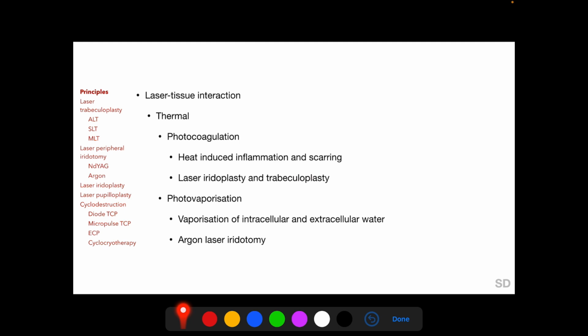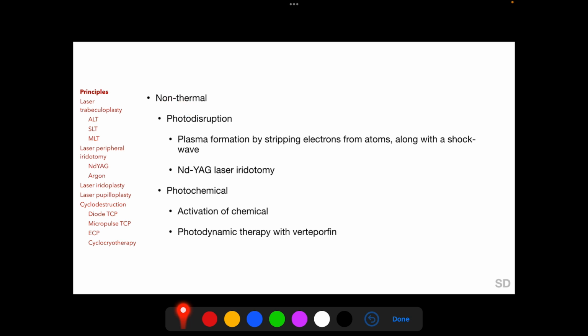In photovaporization, absorption of the laser energy in the target tissue results in vaporization of intracellular and extracellular water, and photovaporization is the mechanism by which Argon laser iridotomy creates a perforation in the iris. Among the non-thermal laser tissue interactions, we have photodisruption, in which absorption of the laser energy in the target tissue leads to plasma formation by stripping electrons from atoms, along with generation of a shock wave. And this is the mechanism by which Nd:YAG laser iridotomy creates a perforation in the iris.